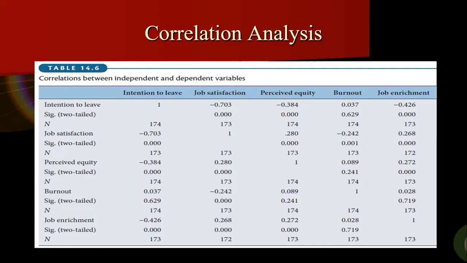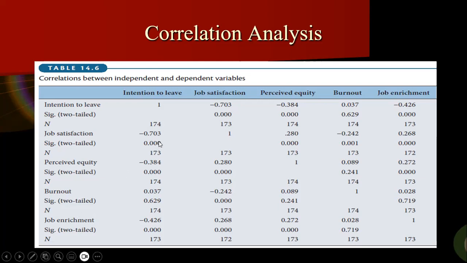So in the same manner, you can pair any variable. For example, burnout has positive relationship with the intention to leave. And that is 0.03. The value is greater than 0. That means positive relationship, right? So you can make any pair like perceived equity with the job satisfaction. It has positive relationship, 0.280. So we can make any pair for the given variables and explain their correlation.